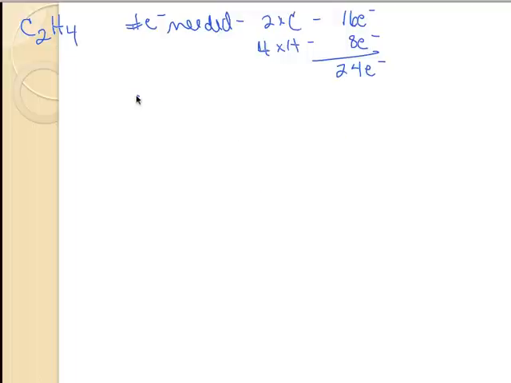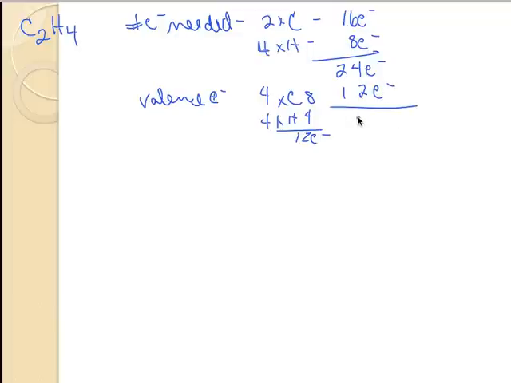How many valence electrons do I have? Well, for carbon, I have 4 times the carbon, that gives me 8 electrons. 4 times the hydrogen gives me 4, so that gives me 12 valence electrons. I take the 24 that I need minus the 12 valence electrons, that gives me 12 electrons. Divided by 2, I'm going to have 6 bonds.